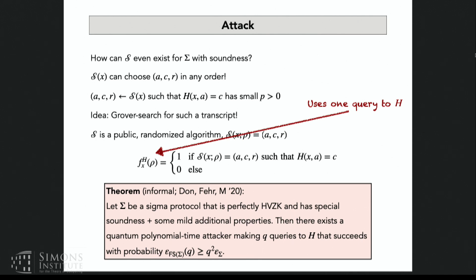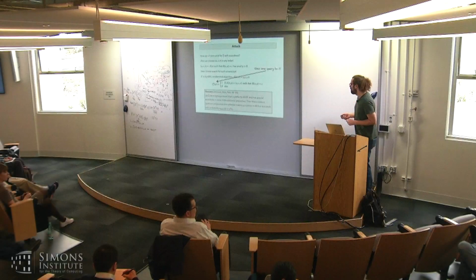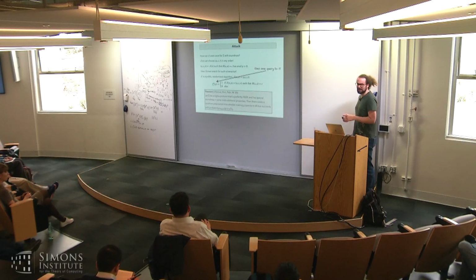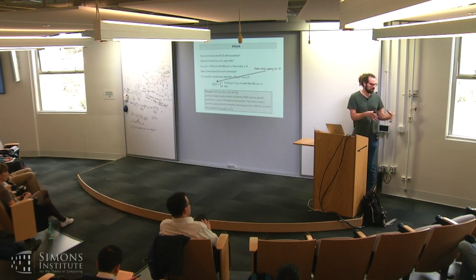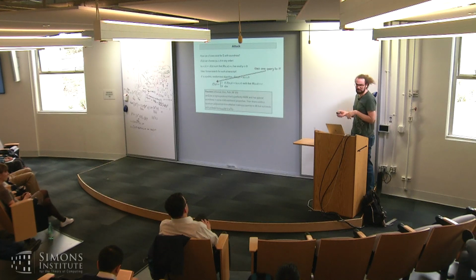This is essentially because the special soundness property ensures that the soundness error is so small that the Grover search gives us the required advantage.